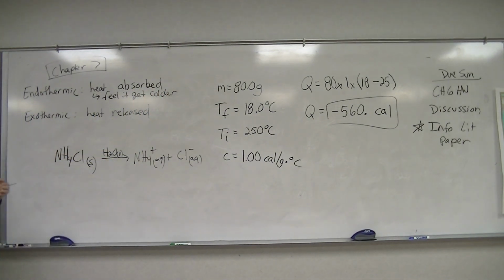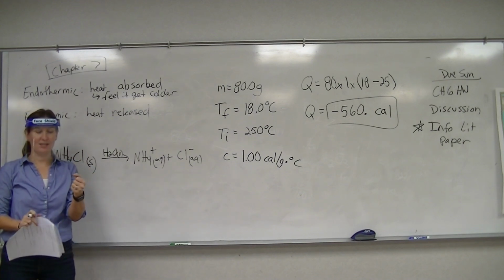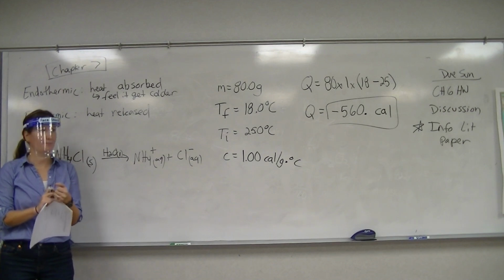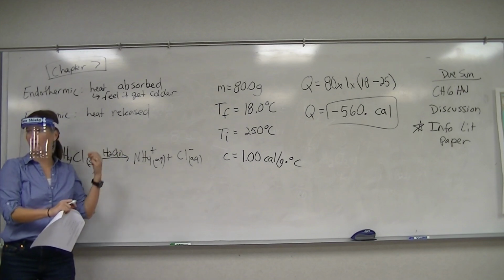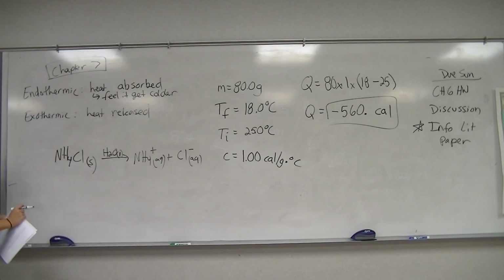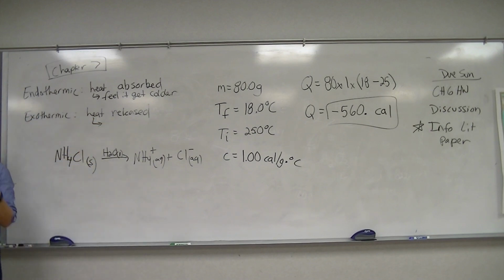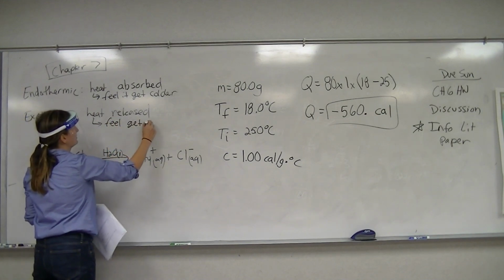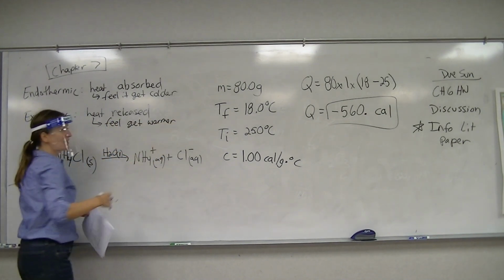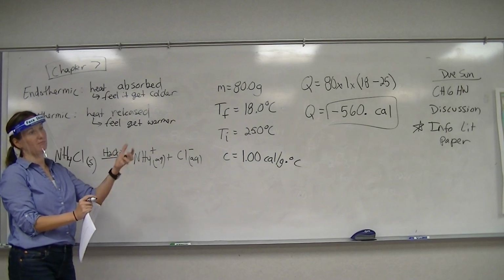So why do you feel it get colder? Because it's absorbing heat. And if your hand's around it, it's going to absorb the heat from your hand. So you will feel it get colder, making the reaction itself get warmer, because it's absorbing heat from your hand. For exothermic then, heat released, if you're holding on to it, you would feel your hand get warmer. Because since it's releasing heat to the surroundings, your surroundings being your hand, you would feel that heat being released.